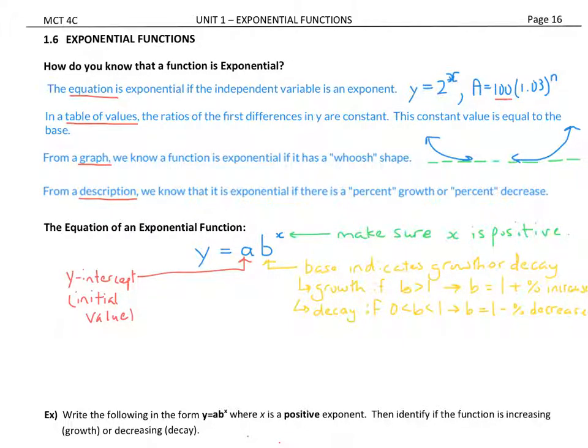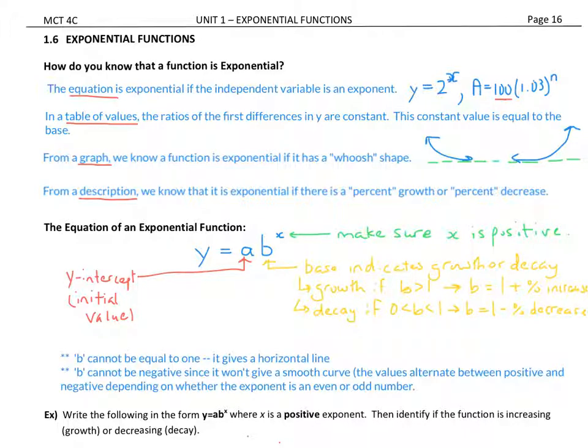All right, the other two things that I want to add to this is that B cannot equal 1, because you would have found that that gives you a horizontal line. And you also know that B can't be negative, because if you make your base negative, you just end up alternating back and forth above and below the x-axis, because it ends up being positive and negative values. And then you don't get that nice smooth whoosh curve. So that's the last thing I'm going to add to here, but I'm going to type it in because it's clearer. Okay, so I've just summarized those two things.